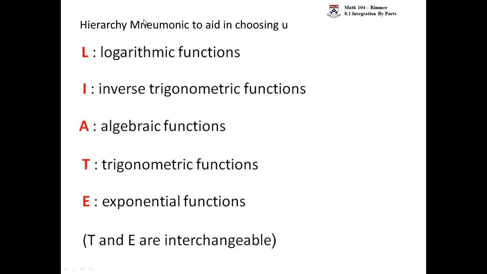Okay, so this spells out the word LIATE. If I were to interchange them and put the E and T, it'd just be a harder word to pronounce. And so that's why I chose T before E here, so you can at least verbalize LIATE as your mnemonic, and that will help you to decide how to go about choosing what u should be. And this ends our concept video.